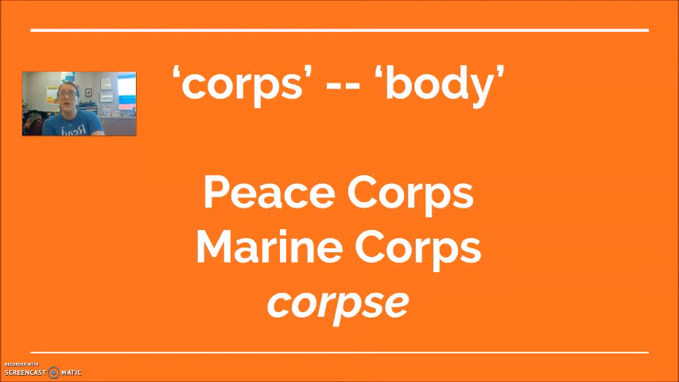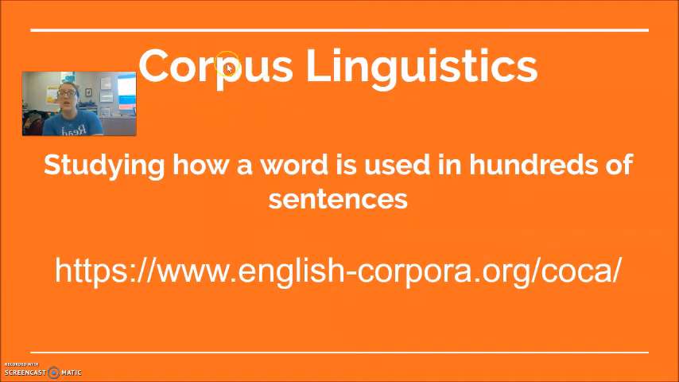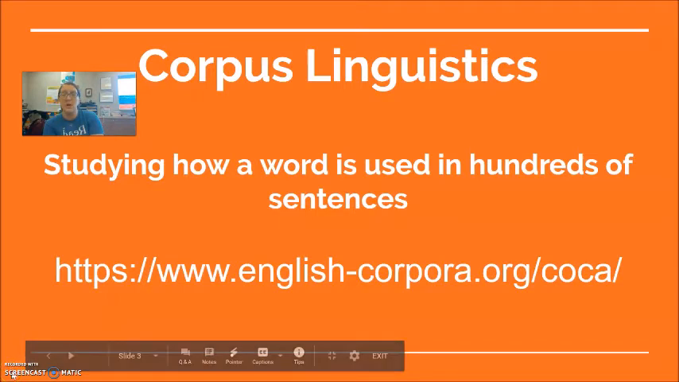But this Latin word cor, the reason I'm coming to that is because we see it in the idea of corpus. So we are thinking about the body of English. How do we see a word used throughout the body of English? This is what's called corpus linguistics, studying how a word is used in hundreds of sentences. The most famous website is the one written across the screen here. In just a minute, I'll take you to that website and show you how to use it. The name of this website is the Corpus of Contemporary American English. The web address is https://www.english-corpora.org/COCA. So let's jump over to that website and I'll show you how to use it and what benefit it could have for your English study.